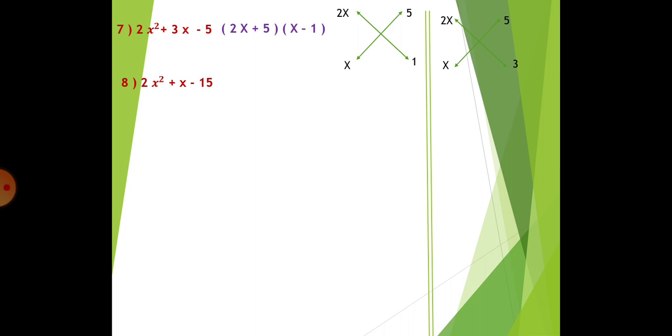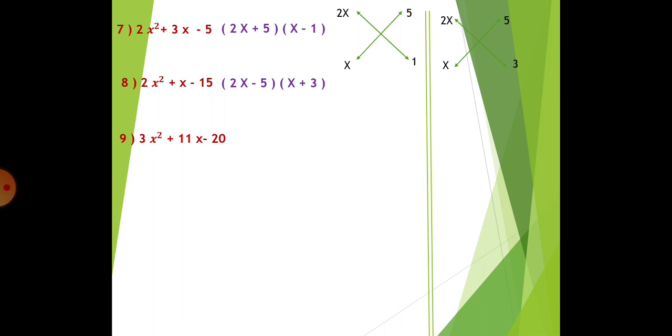Here we want the difference between extremes and means to equal 1. 2x times 3 is 6x, and x times 5 equals 5x. The 6x is greater than 5x, so we put the sign on 3. So we can write (2x minus 5)(x plus 3).